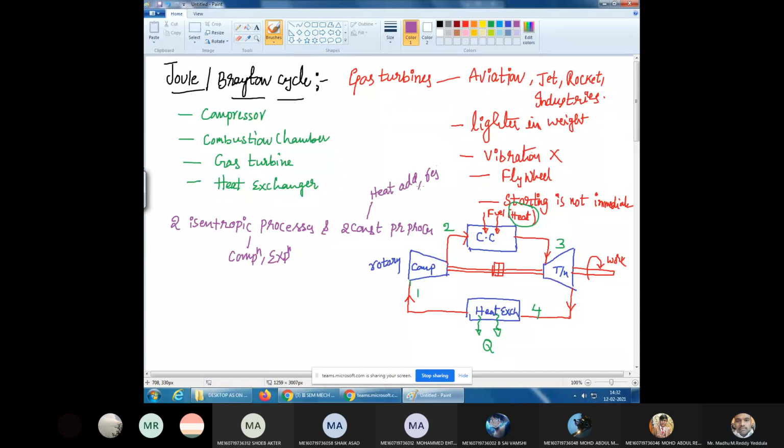So here, air from the atmosphere is sucked into the compressor. This is a rotary type compressor, and the air will be compressed. Therefore, its pressure and temperature will be raised. That high pressure, high temperature air is supplied to the combustion chamber.